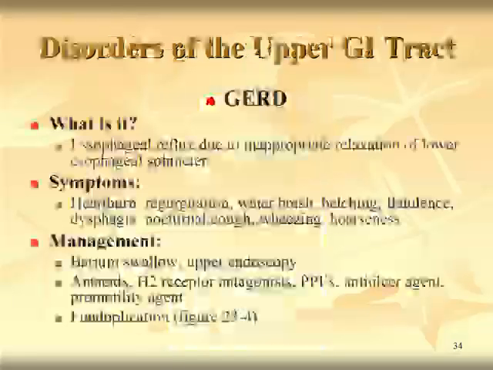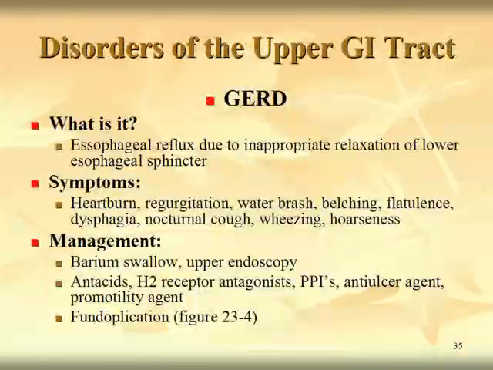Another common disorder that we see in the population is GERD, gastroesophageal reflux disease. Probably affects about 20% of all adults. And it's caused because of reflux due to inappropriate relaxation of the lower esophageal sphincter. So symptoms these patients have are heartburn, regurgitation, belching, a lot of gas. They may have a nocturnal cough, and they may even have wheezing and hoarseness as a result of their GERD.